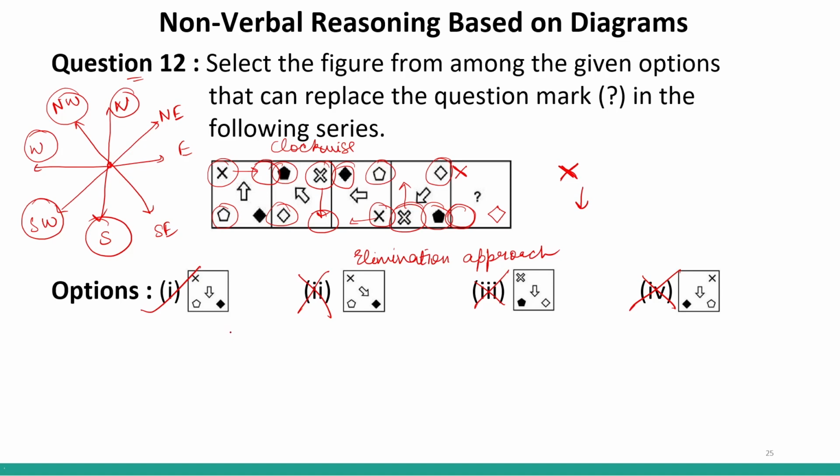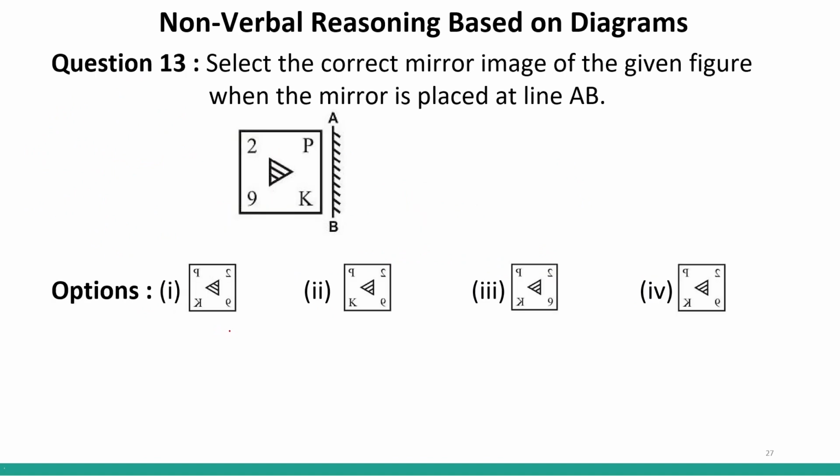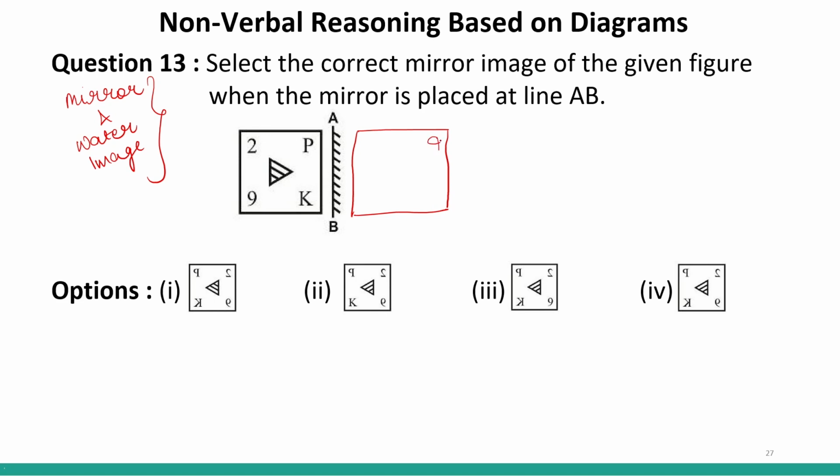Okay. Now let us move on to question number 13. Question number 13 is a mirror and water image question. We have to select the correct mirror image of the given figures when the mirror is placed at line AB. So at line AB, this figure is given. So the square will remain the same. This we have already discussed. The square remains the same. P will come over here inverted.